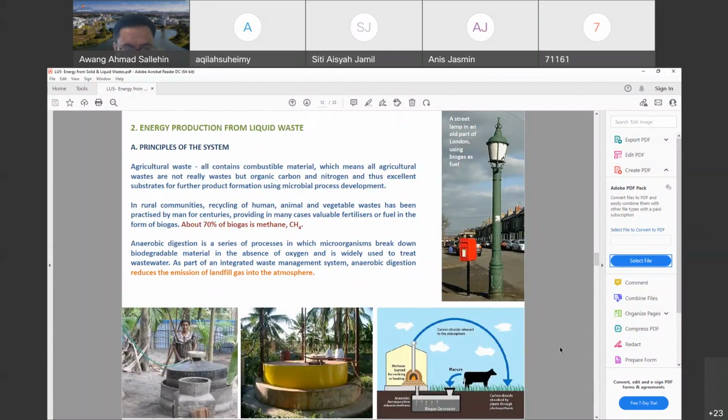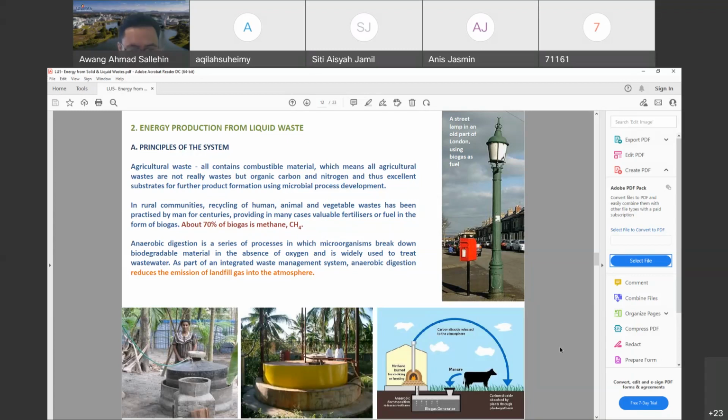Okay, so for energy production from liquid waste, let's have a look at the principle of the process involved. So you have agricultural waste. Some of it contains combustible materials, meaning to say that all agricultural waste is not actually really waste, but it is in the form of organic carbon and nitrogen. And therefore, it is an excellent substrate for further product formation under microbial process development. This is referring to the natural process of fermentation, or digestion, or degradation, biodegradation.